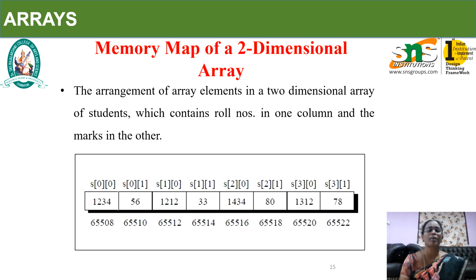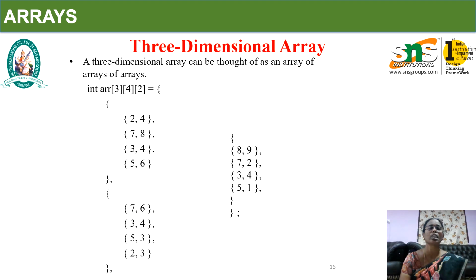The first element will be stored in row 0, column 0, whereas the next element will be stored in row 0, column 1. So all the elements, probably if the 2-dimensional array size is 2 by 2, then 4 element combinations will be there in the 2-dimensional array.